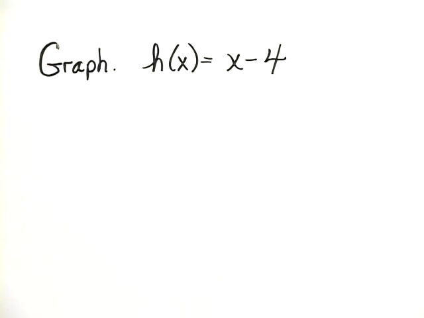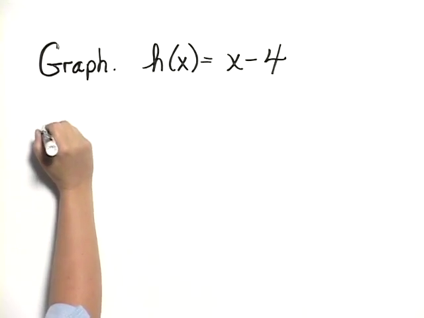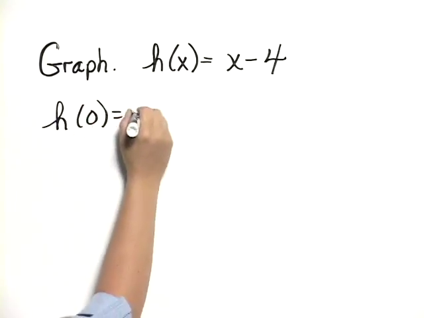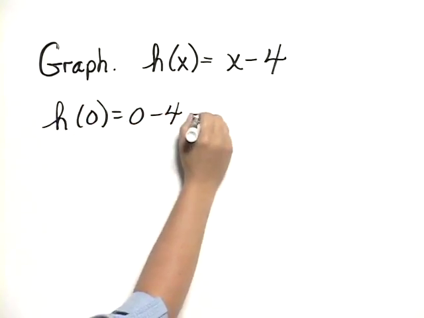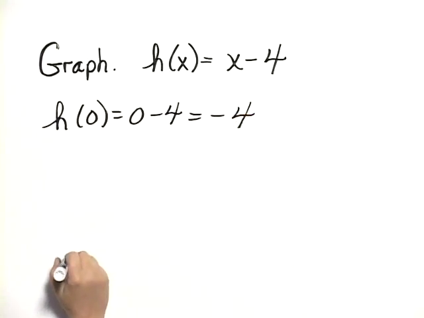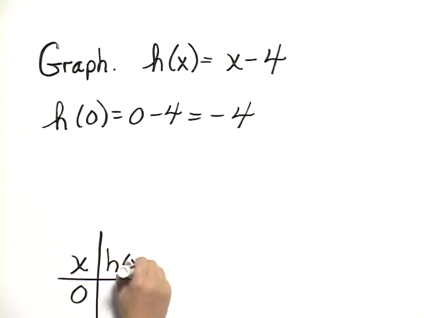Graph h of x equals x minus 4. To graph this, we'll find some points that are going to be on the line and then draw the line. So let's start by finding some function values. When x is 0, we have h of 0 equals 0 minus 4, which is negative 4. So in a table, you can let x be 0, and h of x would be negative 4.